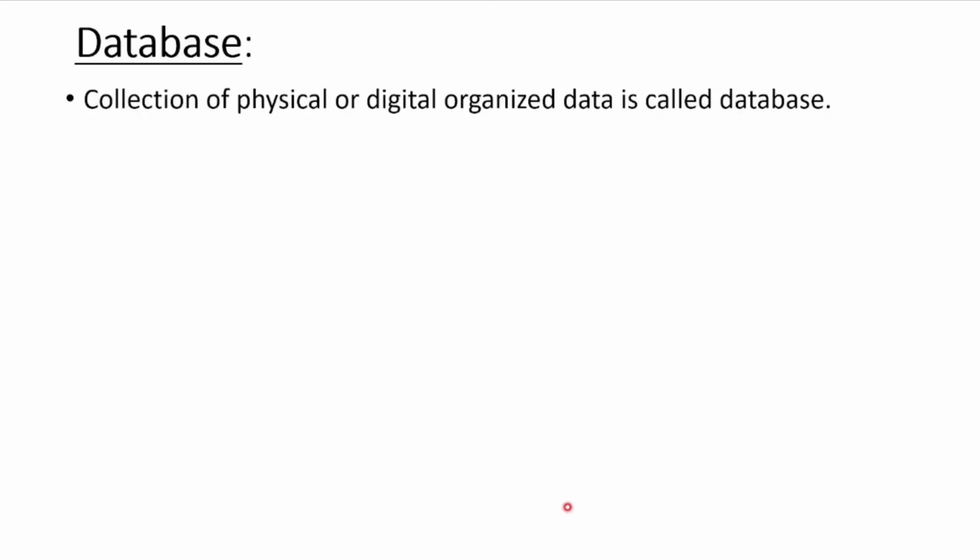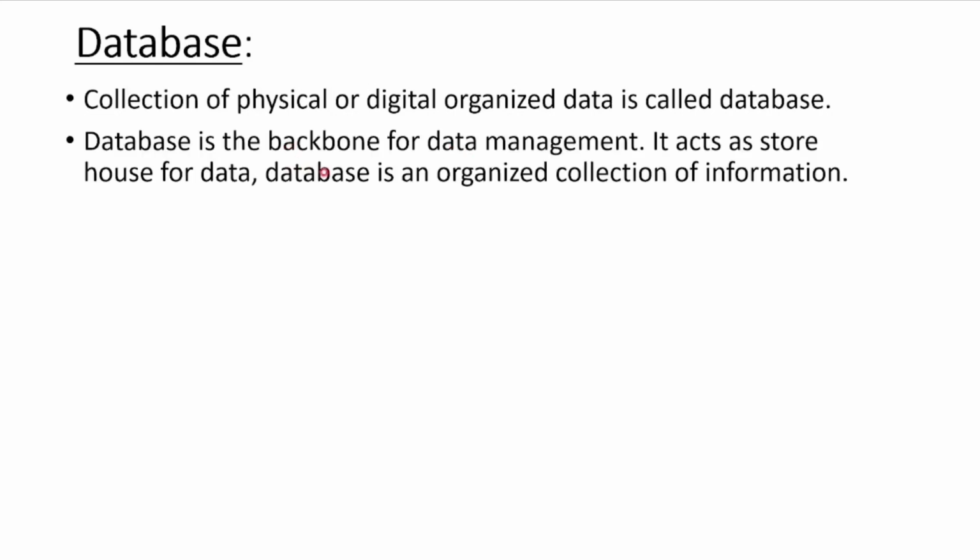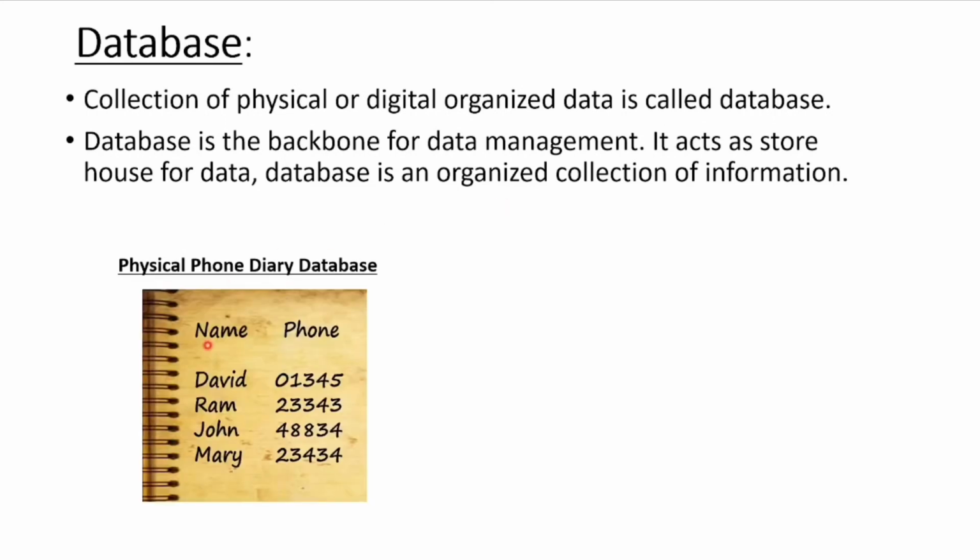So what is database? Collection of physical or digital organized data is called database. Database is the backbone for data management. It acts as a storehouse for data. Database is an organized collection of information. So database can be physical or virtual. So here physical database means your manual handbook or your old traditional phone book where you just keep records manually. So this is the sample example of physical database.